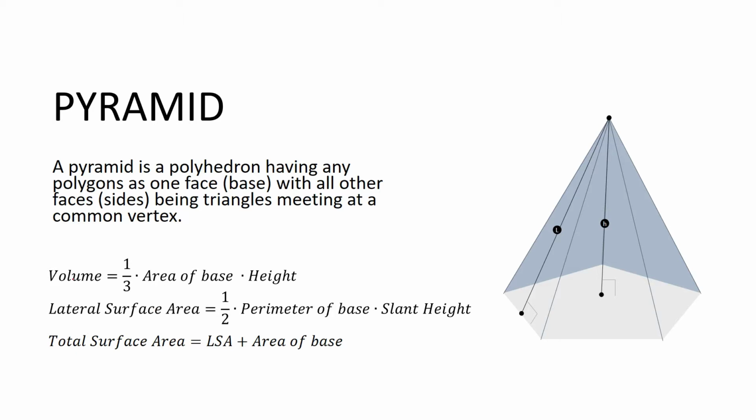And as you can see, class, ang volume, ang lateral surface area, and the total surface area of the pyramid is very similar with a cone. Volume is just area of the base times height times 1/3. Again, the 1/3 is still there. The lateral surface area is just 1/2, right? The perimeter of the base times the slant height. Be mindful of the slant height. And the total surface area is lateral surface area again plus area of the base.